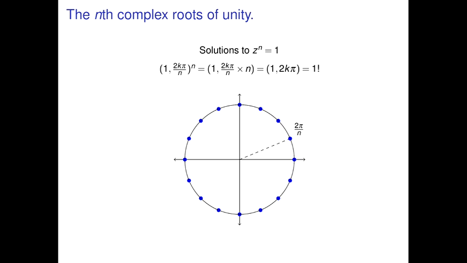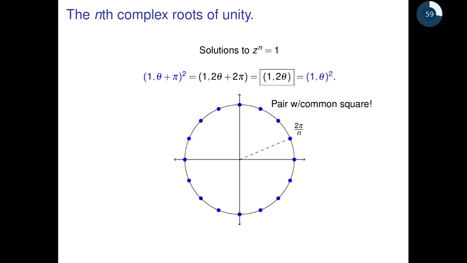Okay? So let me verify that. Okay, so you want to pair with the common square. You know, that rhymes. Okay, that's about the limit of how good my poems get. But pair with the common square, right? So I want 2 of the blue things that have the same squared value. Right? That's what I want to show.